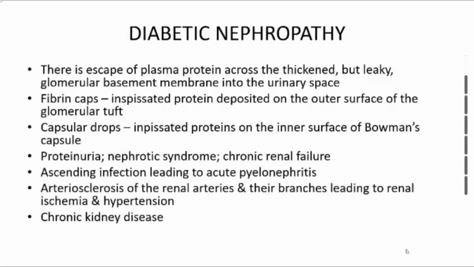And then there is arteriosclerosis of the renal arteries and their branches leading to renal ischemia and hypertension. I think we talked about arteriosclerosis last time in pathology too. When they become sclerosed, those renal arteries tend to narrow, and so this will cause ischemia because very little blood will be getting into the kidney. This may also lead to hypertension, and eventually to chronic kidney disease.